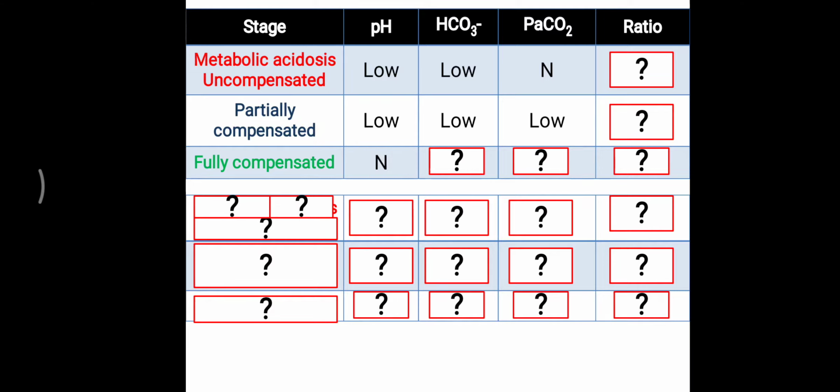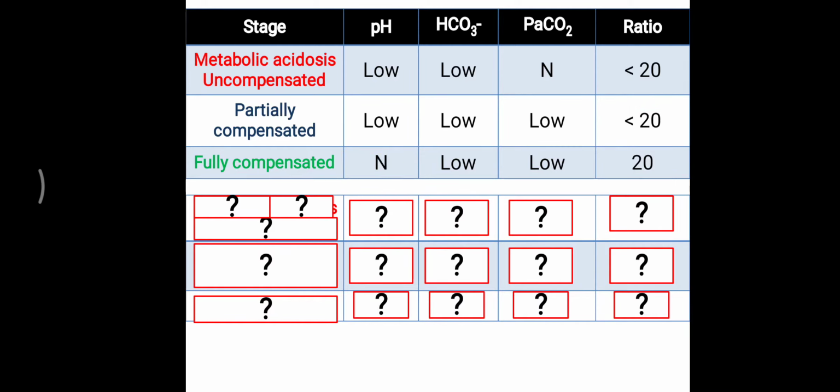Now how will you identify that it is fully compensated? In full compensation, pH becomes normal, but HCO3- and PaCO2 remain on the lower side. Fully compensated means pH becomes normal, and the ratio also becomes 20, which is normal. So in full compensation, the pH and this ratio become normal. That is called the fully compensated condition.